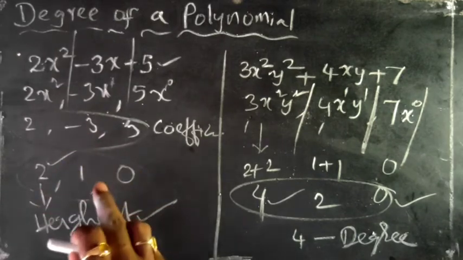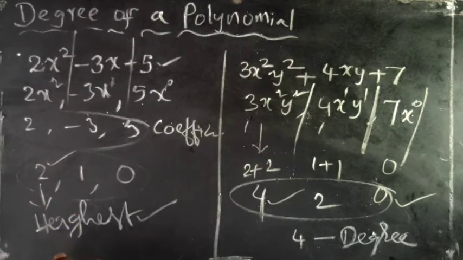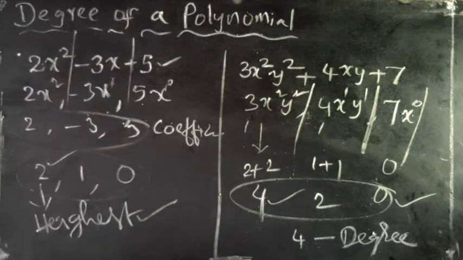After finding the degree of each term, which one is the highest power? Which term has the highest power? That highest number is the degree of that particular polynomial. Okay, I will give two more examples.